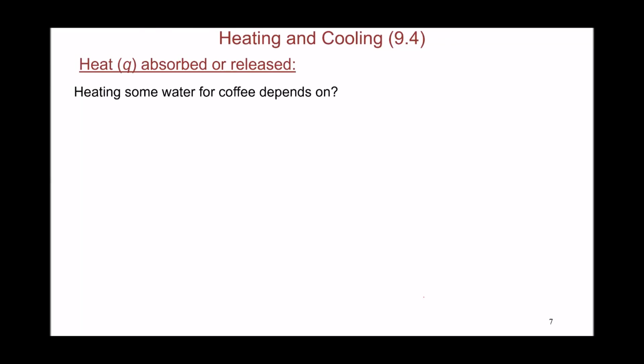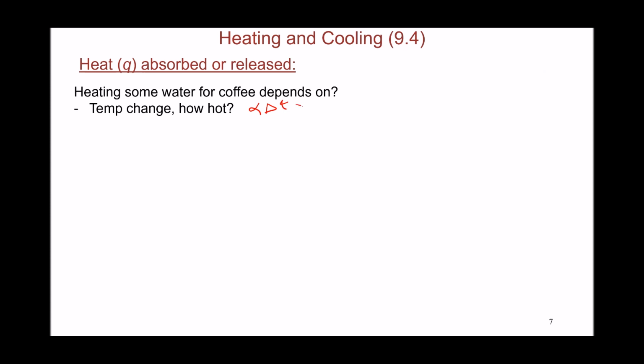The first type of heat exchange in a process is heating and cooling, where heat is absorbed or released from the system. When you want to heat some water to make coffee, for example, how much heat would you need? Of course, this depends on how hot you want it, so it's proportional to the change in temperature that you want.